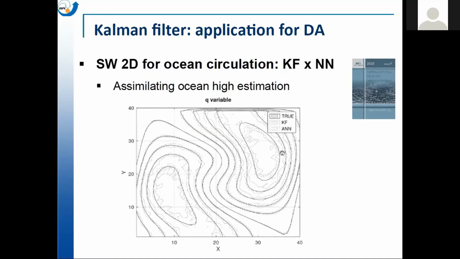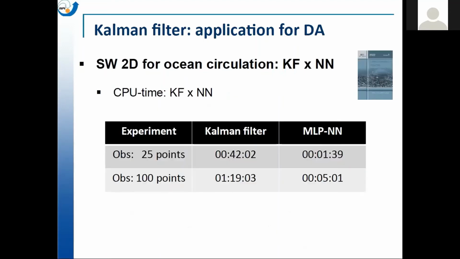We have the dotted points for the Kalman filter, and the artificial neural network is these other points here. You can see that the neural network follows pretty well. In fact, the neural network is a little bit better than the Kalman filter here. But the Kalman filter and neural network both have a good agreement with the true value.